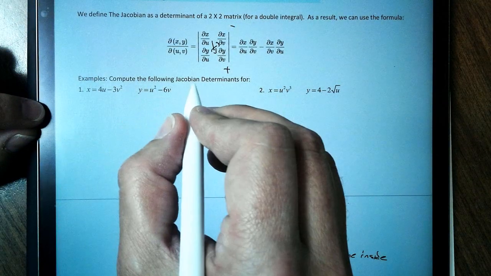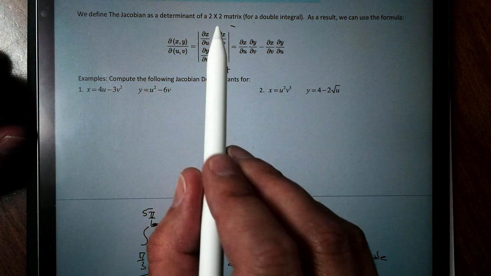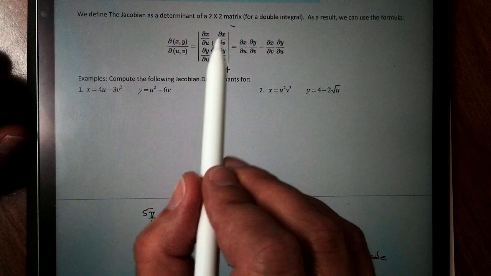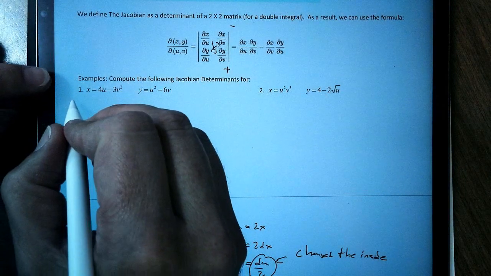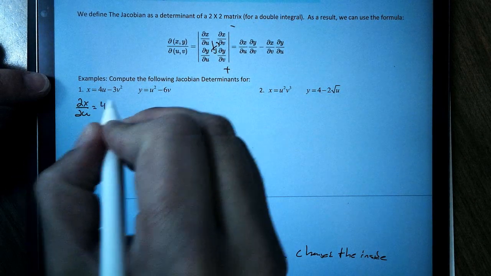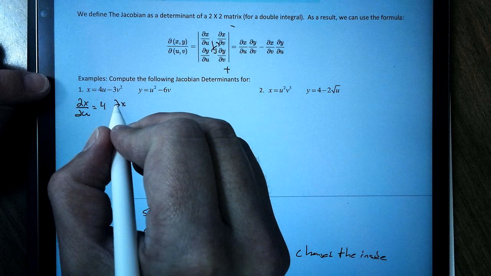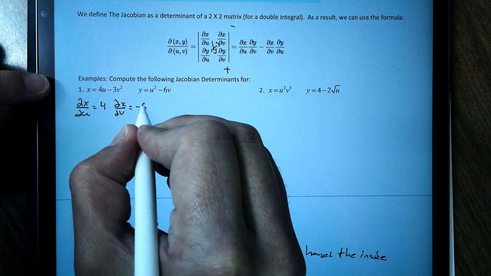So we want to compute the following Jacobian determinant. So we're going to need our partials. Notice, I'm going to go in the order. We need the partial of x with respect to u and the partial of x with respect to v. So I'm going to go ahead and find those. The partial of x with respect to u is just 4. The partial of x with respect to v is negative 6v.